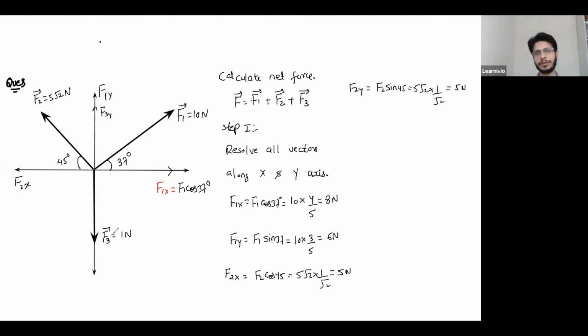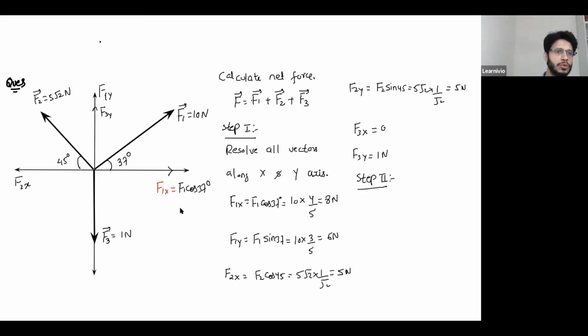And this F3 is acting along y-axis, so no need to resolve this vector. This vector is acting along negative y-axis. You need not resolve this vector. The x component of F3 would be 0. The y component of F3 would be 1 Newton. This we have discussed in the last class. If a vector is acting along y-axis, then its x component is 0. If it is acting along x-axis, its y component is 0.